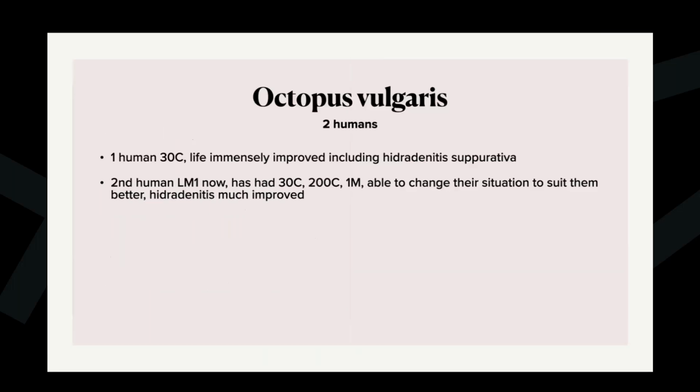So both of these people got Octopus vulgaris. I did try sepia on both of these people too, and no improvement. Actually, it didn't go well at all. And one person right now is on 30C. I did have them do some LMs for a while. It went well for a while and then it just didn't. And they really just needed 30C, and they've really needed 30C not often. And their HS is not even active anymore.